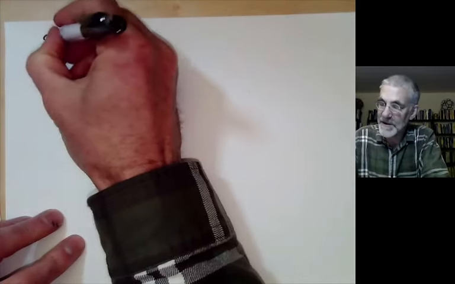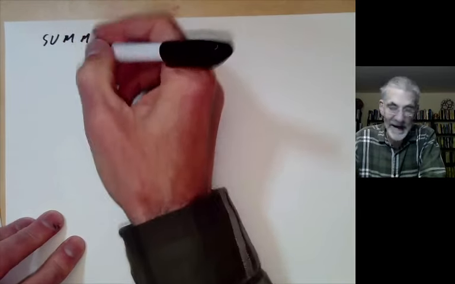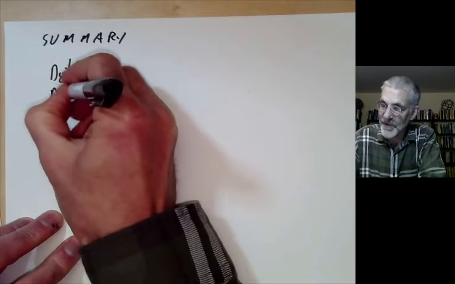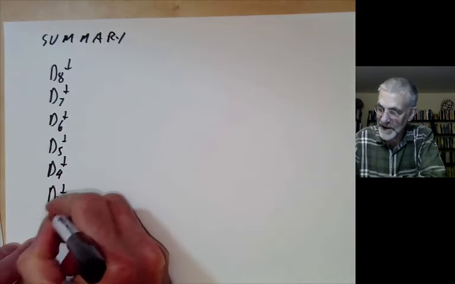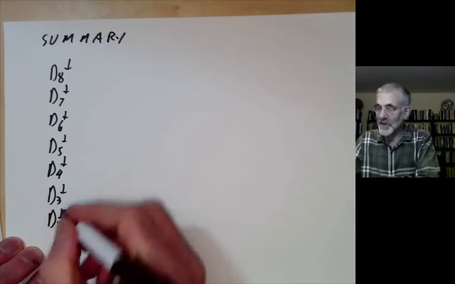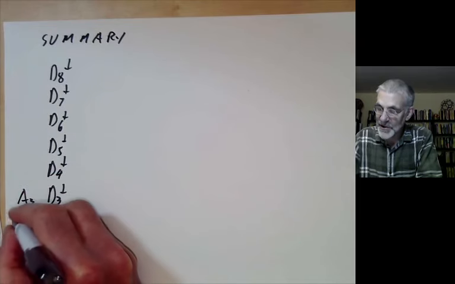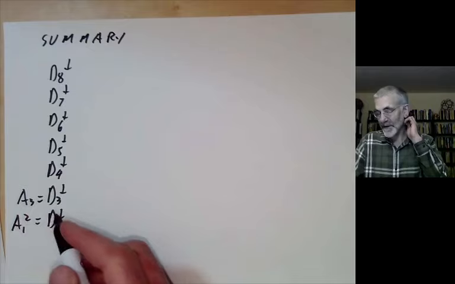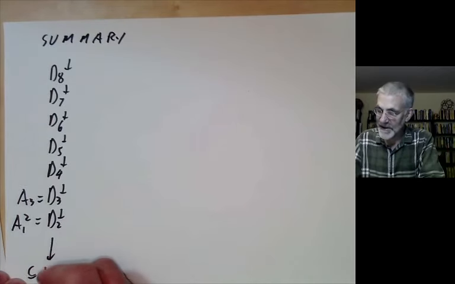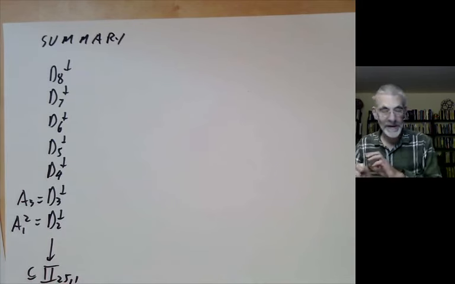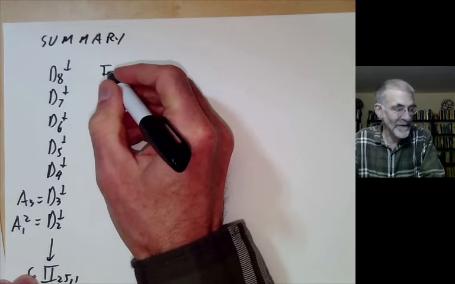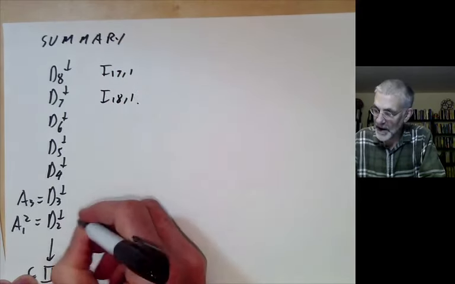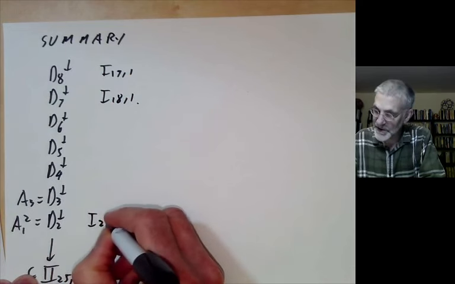We have a sort of summary table as follows. So let's do a summary. Let's take the lattices D8 perp, D7 perp, D6 perp, D5 perp, D4 perp, D3 perp, and D2 perp. You notice D3 is just the same as A3, and D2 is the same as A1 squared. These are all going to be sublattices of the Lorentzian lattice in 26 dimensions. So here we're getting the lattice I17,1. Rather, we're getting the even sublattices of these lattices, up to I23,1.